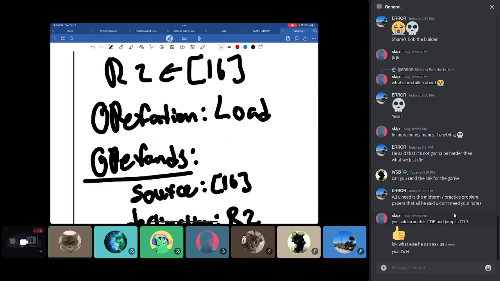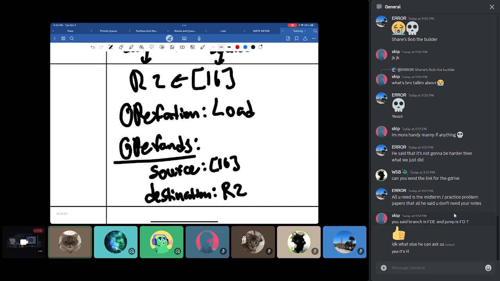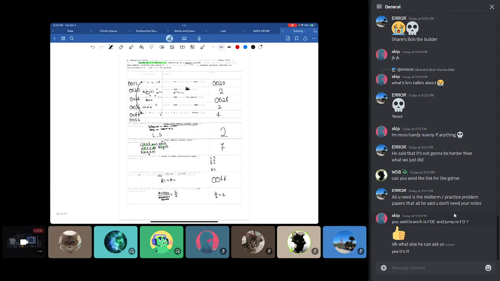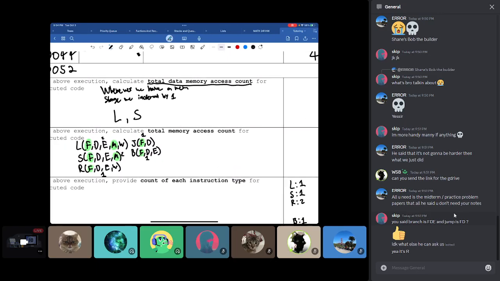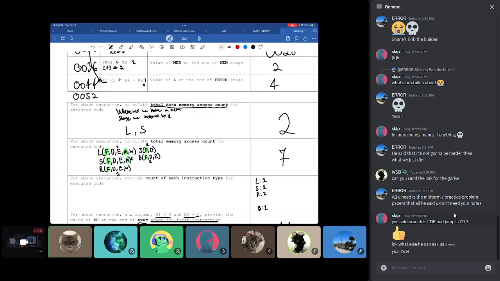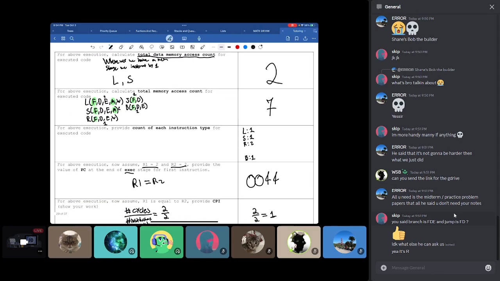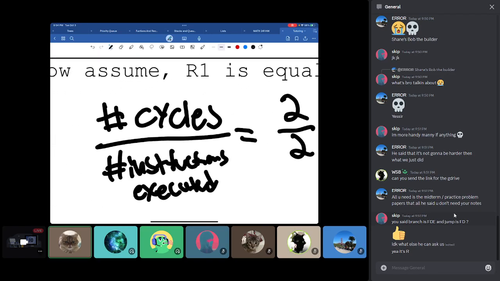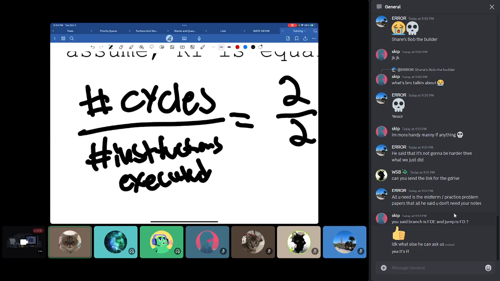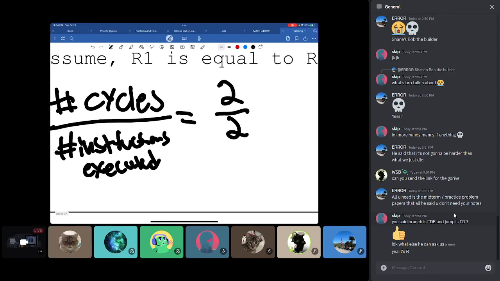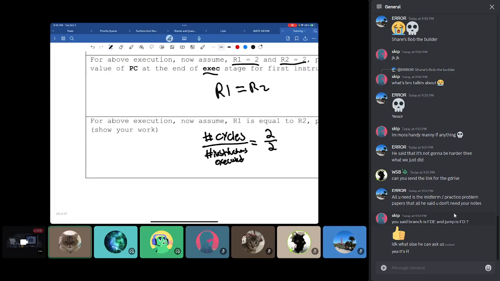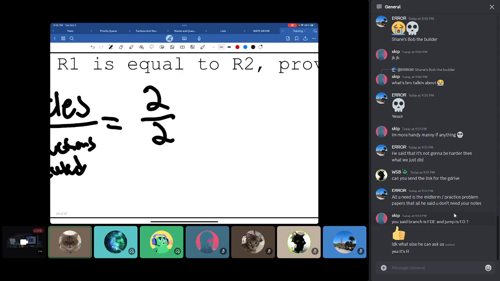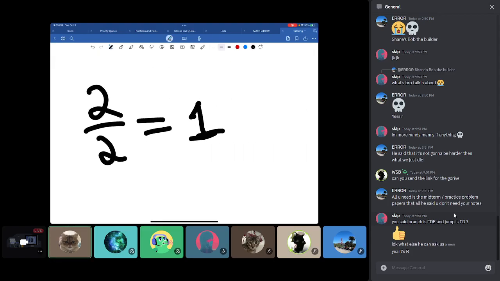Remember, write down how to get operations and operands. Like I said before, write down your stages. And then also write down the formula for CPI: number of cycles over number of instructions executed. That's your output. And remember, if he says show your work, show your work. Write down the formula, enter it in, and then put your answer. Okay.